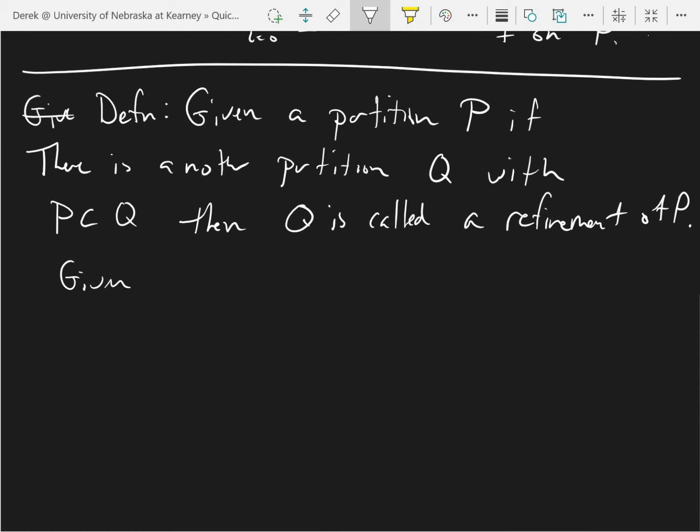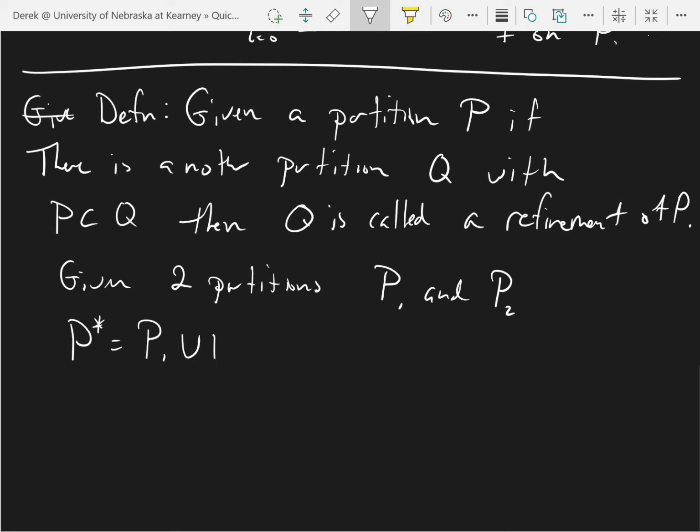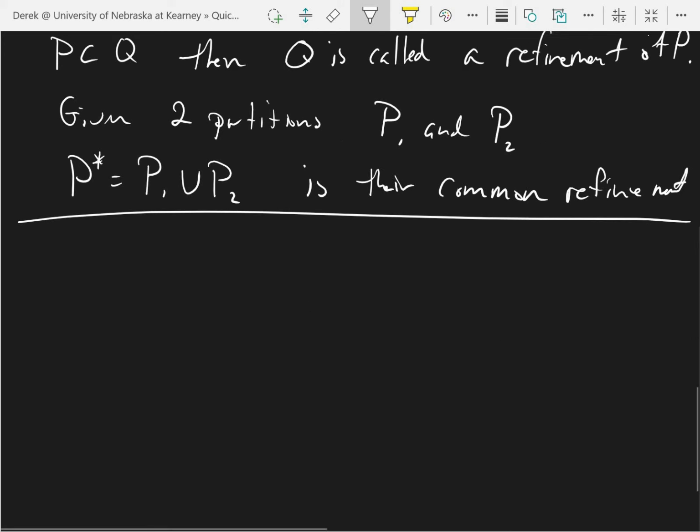Given two partitions, say P1 and P2, P star equal to P1 union P2 is their common refinement. So they are both refinements of P star because they're both subsets of P star, and there's a common refinement there. And now that we've got this notation, we can prove a small theorem.